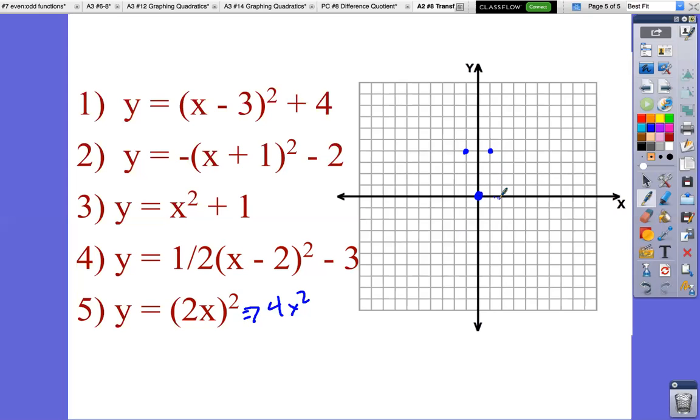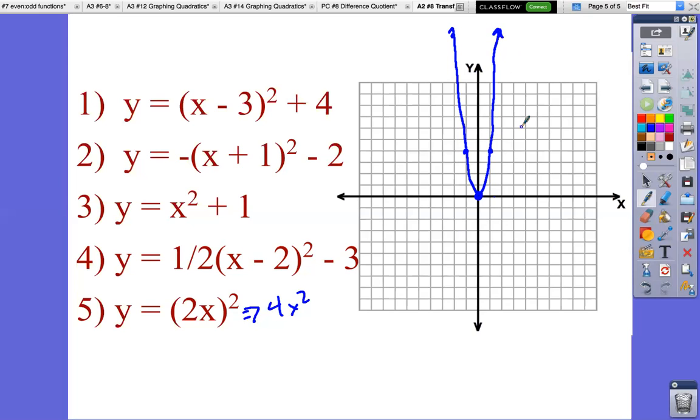If I go right 2, square it. What's 2 squared? 4. Times my A value. 4 times 4 is 16. So I'd be way up here. That's kind of what that looks like.